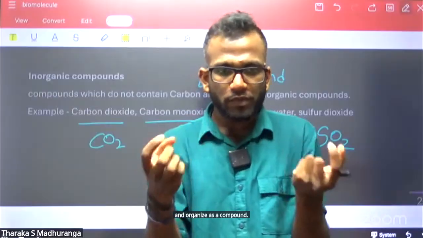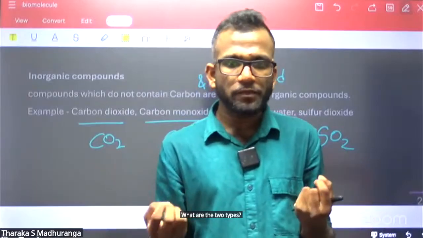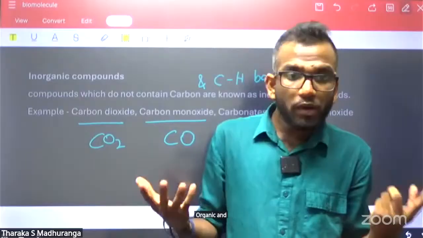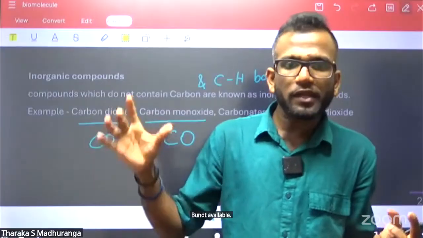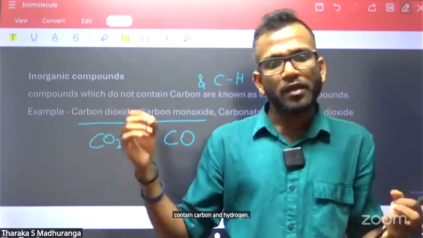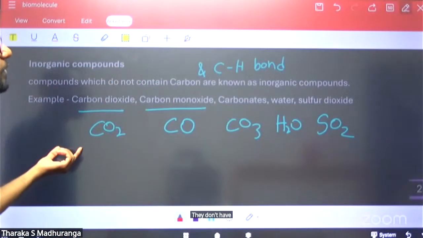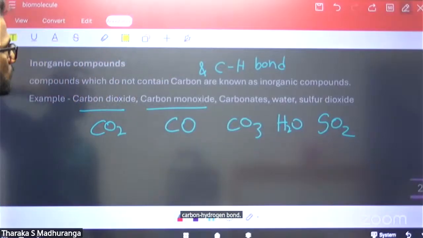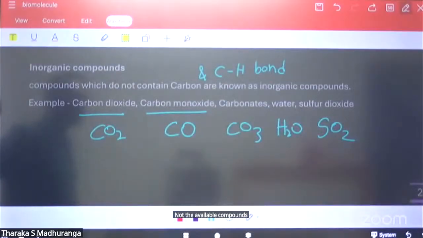These compounds are mainly of two types. What are the two types? Organic and inorganic. Organic means they contain carbon and carbon-hydrogen bonds. Inorganic means they don't have carbon and carbon-hydrogen bonds. Mainly, compounds without carbon-hydrogen bonds we call inorganic compounds.